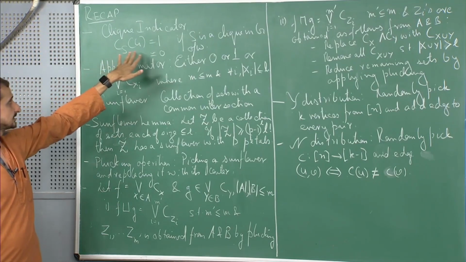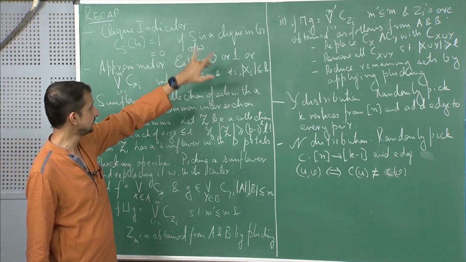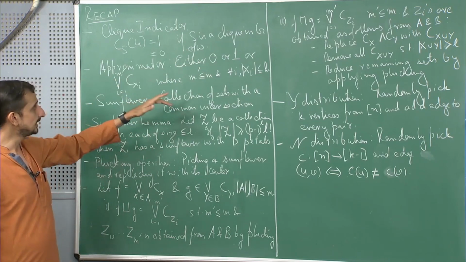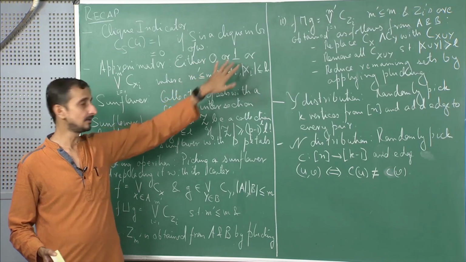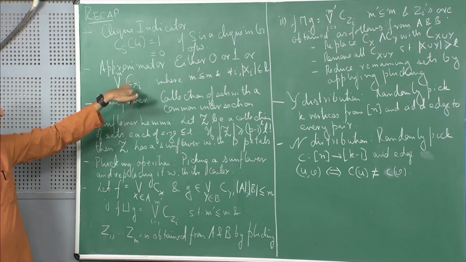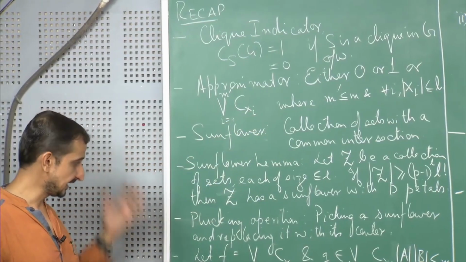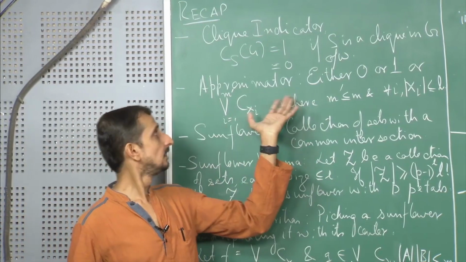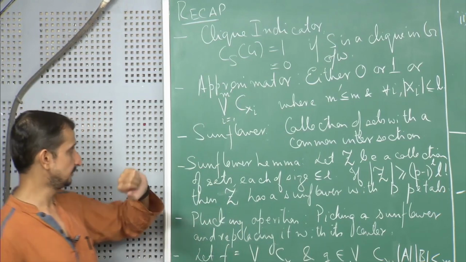For a set S in a graph G, the function outputs 1 if S is a clique in G and 0 otherwise. An approximator is, since we are trying to approximate a gate, either 0 or 1, or a disjunction, an OR of at most m clique indicators. Our goal is to show that any gate can be approximated by an approximator, whether it is an AND gate or an OR gate.